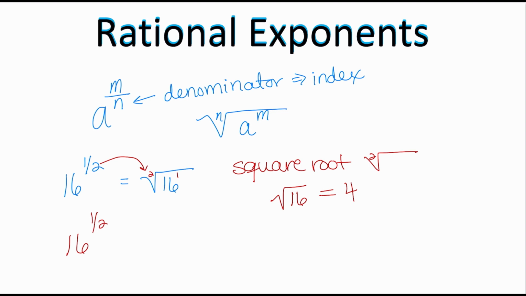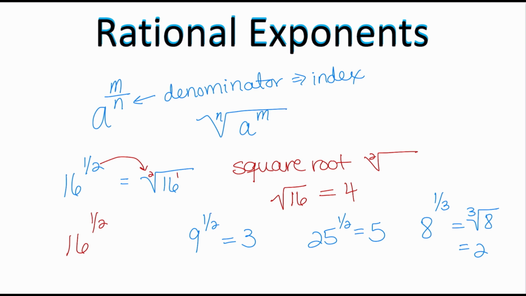If you were to try to simplify 9 to the 1/2 power, that's the square root of 9, which is 3. 25 to the 1/2 power, that's going to be the square root of 25, which is 5. What do you think happens when we want to take 8 to the 1/3 power? So 8 to the 1/3 power, this means the cube root of 8, or 8 to the 1 power, which is just 8. And then, of course, the cube root of 8 is 2. What number times itself 3 times is going to give me 8? 2 times 2 times 2.